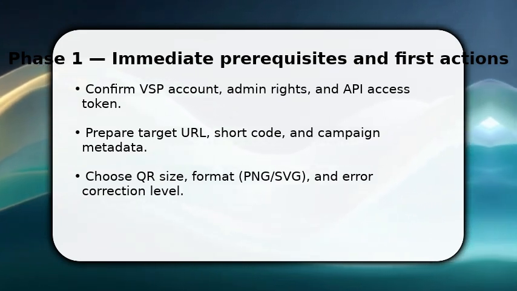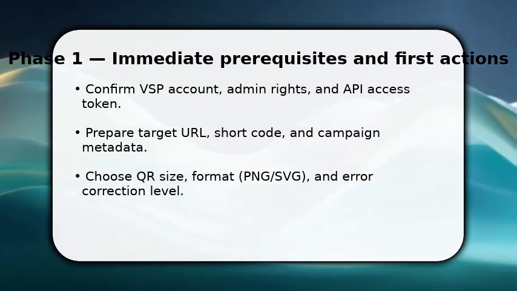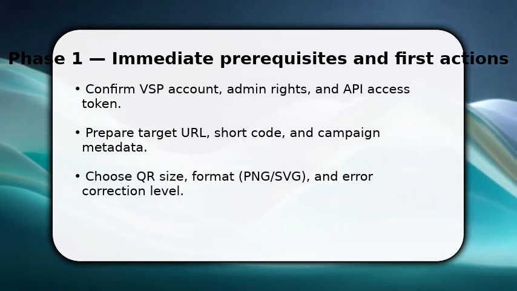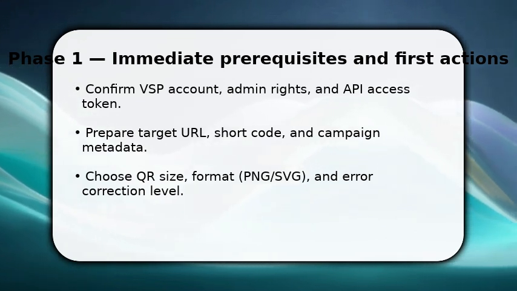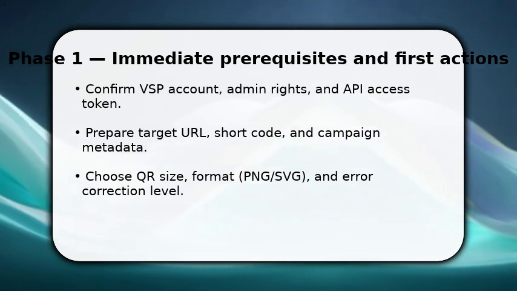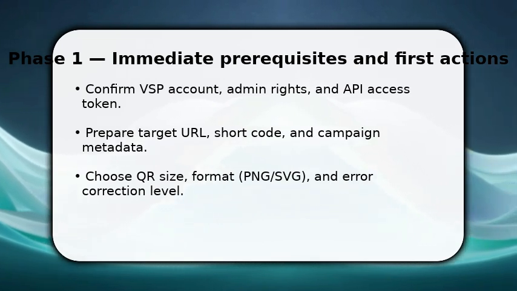Next, prepare the destination URL and shortcode for tracking, and decide on QR parameters like size and error correction. Make sure to store campaign metadata, name, start date, and UTM tags, so scans map to metrics. Finally, open the VSB QR generator module and select API or UI mode. This is where you'll create the first QR entry.